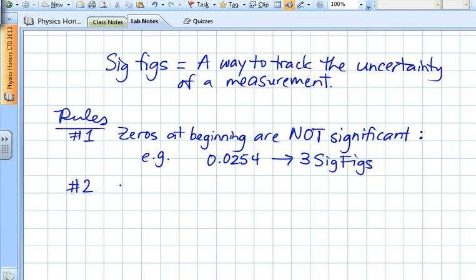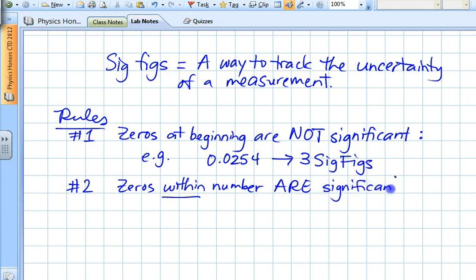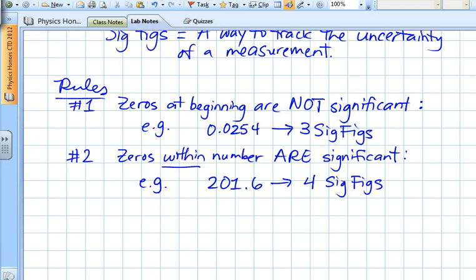Rule number 2. Zeros within the number are significant. So, for example, if I write the number 201.6, that has 4 sig figs. That 0 in the middle between the 2 and the 1 is a significant digit. Okay, rule number 3. Zeros at the end of a number are also significant.